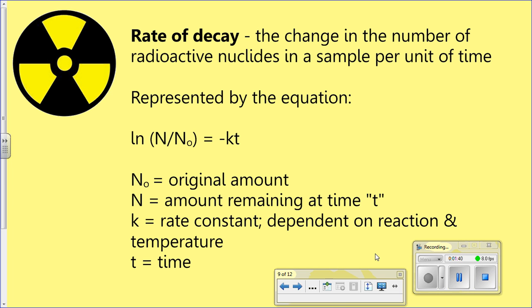The time can be in any units as well: seconds, days, hours, weeks. It doesn't matter. That will dictate what the units on the rate constant are. Remember, the rate constant is different for every reaction and is dependent on temperature as well.